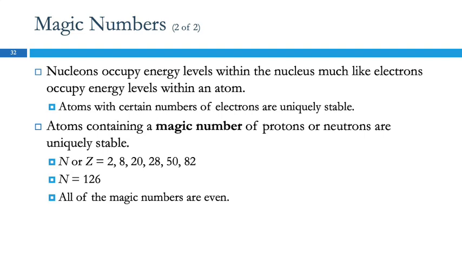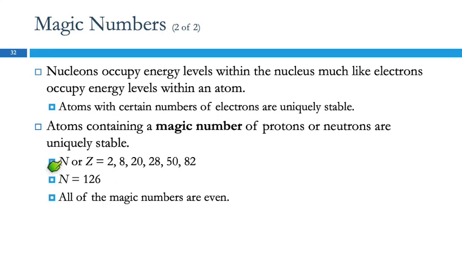So, like I mentioned earlier, nucleons occupy energy levels within the nucleus, a lot like electrons do. And so just like elements and ions with certain numbers of electrons are particularly stable, right? Like the noble gases, they're particularly stable because they have that full valence shell of 8 electrons, right? And ions that have the same number of electrons are also more stable. So atoms containing certain numbers of protons or neutrons are also uniquely stable.